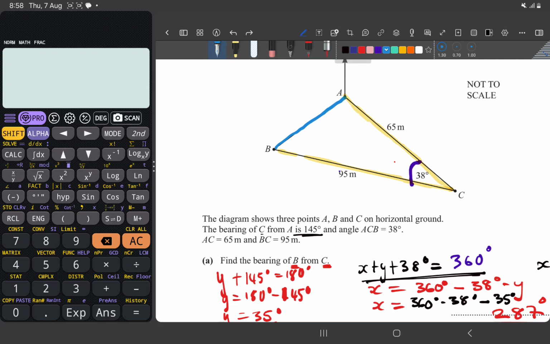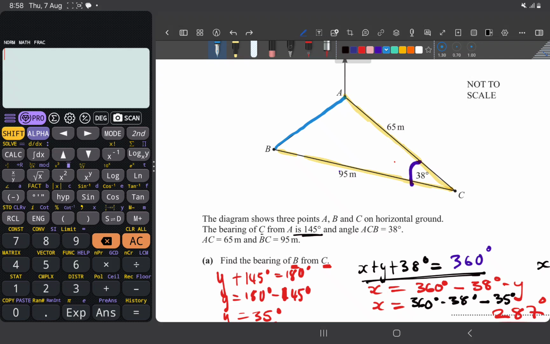These two formulas are given to you in the front of your paper, so you don't have to remember anything. You just have to know that this one is the cosine rule because it has cos, and the other one is the sine rule because it has sine in it. So now, when do I use the cosine rule? When do I use the sine rule?